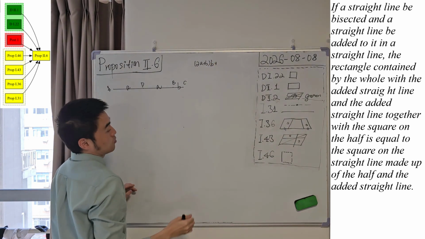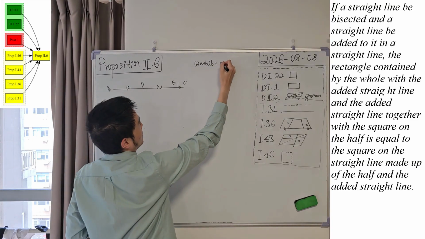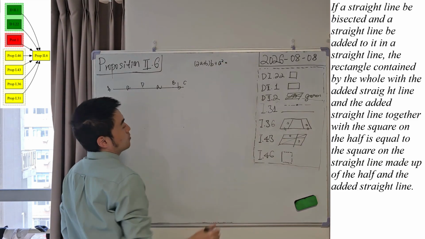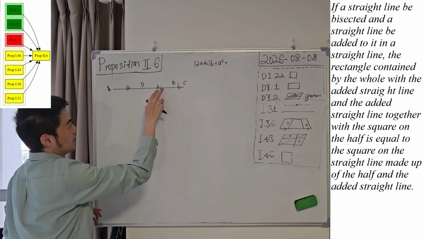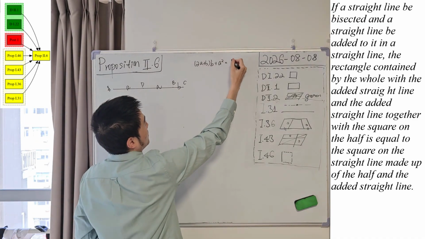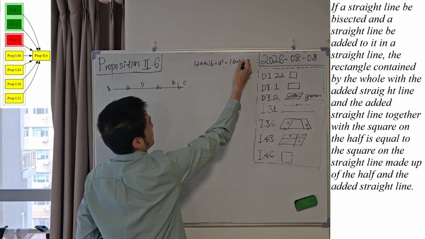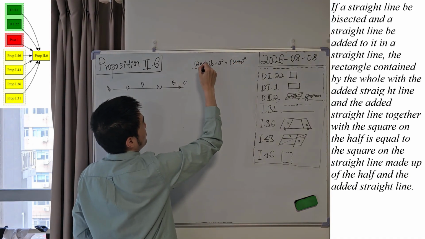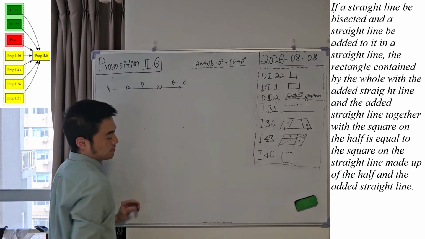together with the square on the half, which will be a square, will be equal to the square on the half plus the extended part, which will be a plus b squared. So let's go to prove this equality.